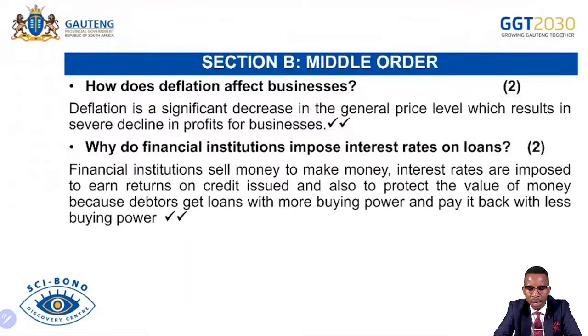Financial institutions sell money to make money. Interest rates are imposed to earn returns on credit issued and also to protect the value of money, because debtors get loans with more buying power and pay back with less buying power. So to protect the value of money, interest rates must be imposed so that the buying power of money can also be protected, and so that commercial banks and financial institutions can always make profit, because the main aim as they operate is to make profit by selling money.